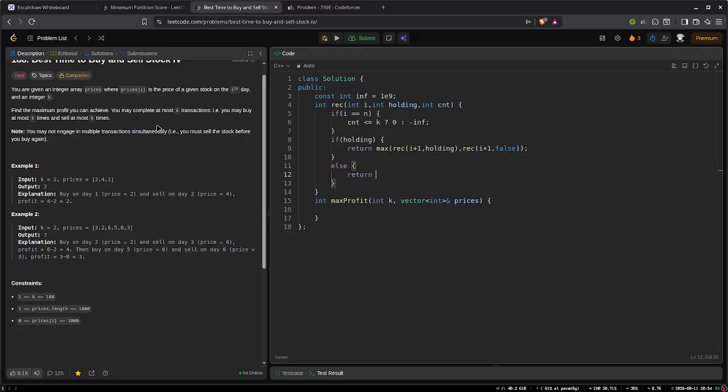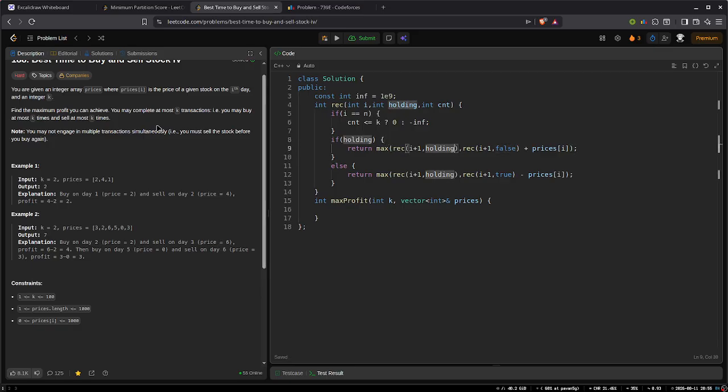And if I am not holding the stock, I would return the maximum of, either I can choose to skip the current item, or buy this one. And if I am buying this one, this would become true. And when I am buying, I would have to pay prices[i]. Here when I am selling something, I would receive prices[i]. This would be the recursion.